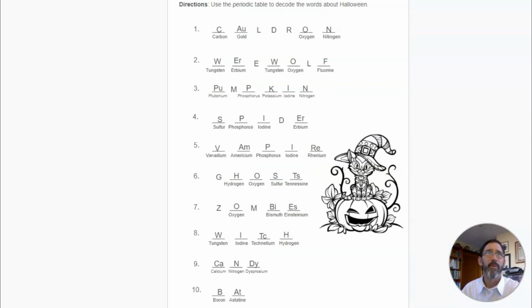If we read the words from top to bottom, that would be cauldron, werewolf, pumpkin, spider, vampire, ghosts, zombies, witch, candy, and bat.